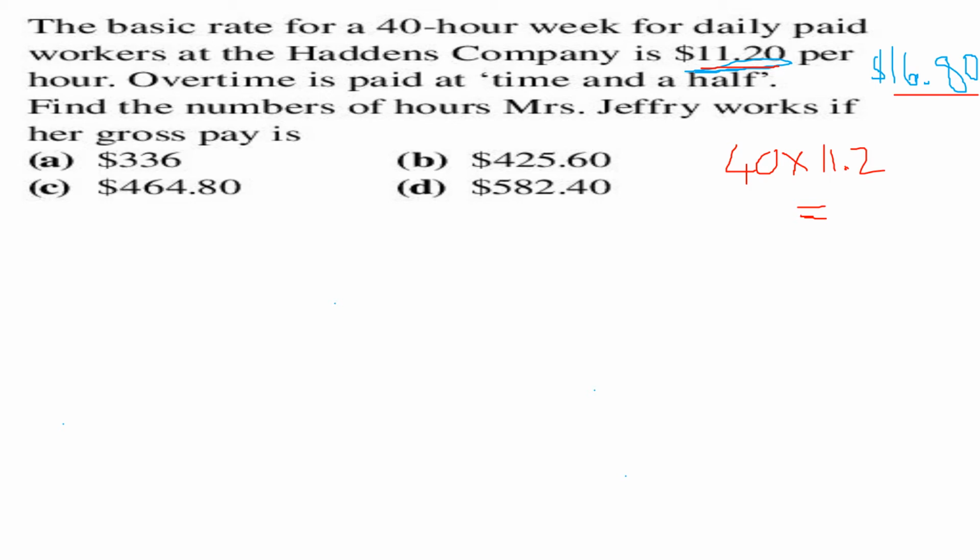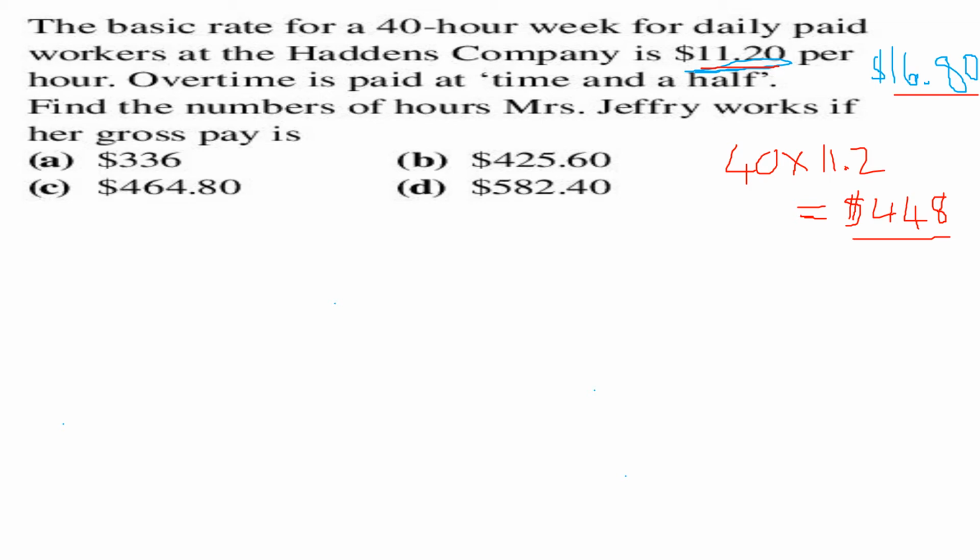So here if I calculate 40 by 11.2, I'm supposed to get $448. Let me explain this $448. We could see that as our baseline. This is the maximum amount of money she could make if she worked her regular 40 hours in any given week. This is the most she would make, $448.